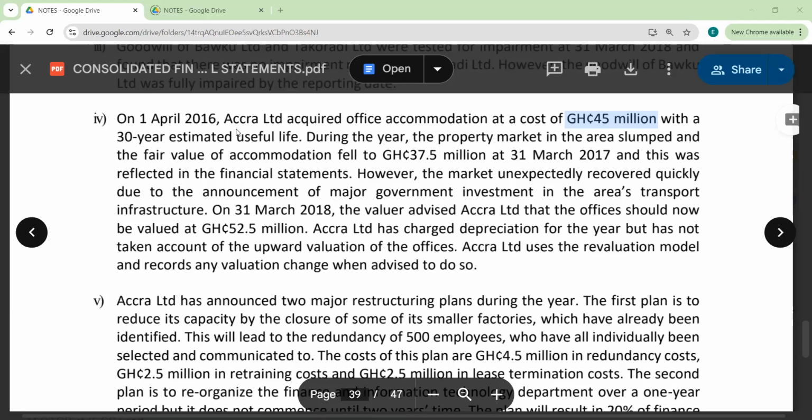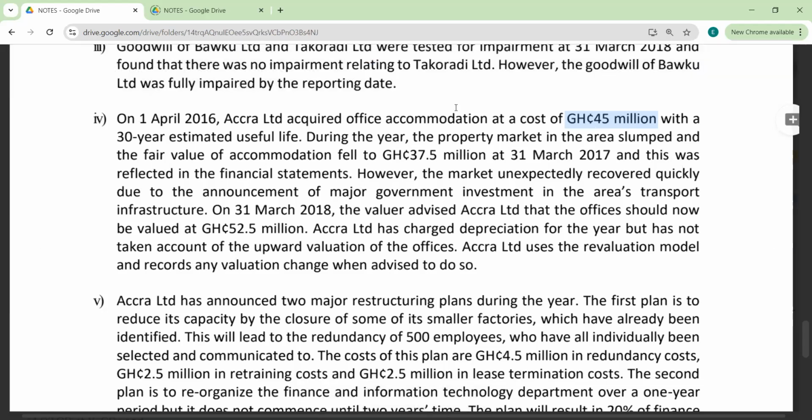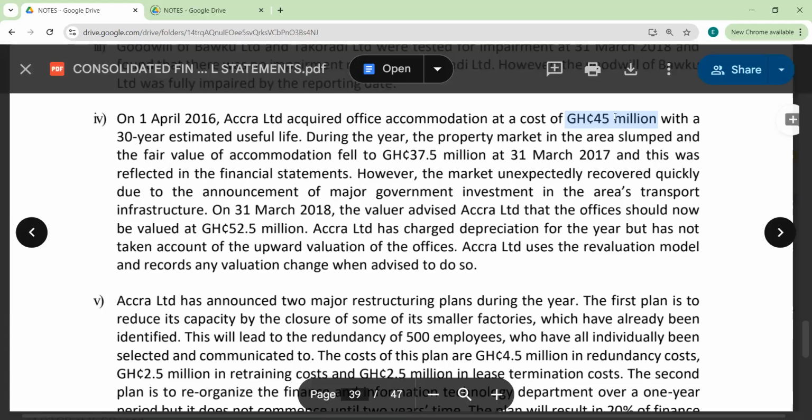It's very important. So who can calculate the depreciation for me? 1.5. Who can find the current amount for me? One year current amount.